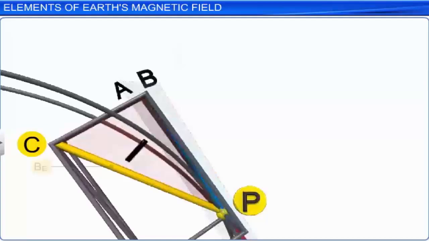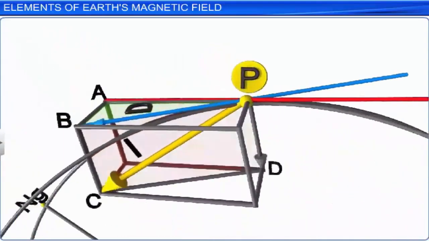Drawing this three-dimensional diagram is a cumbersome process. Instead, we can draw a two-dimensional view of the essential elements to determine the Earth's total magnetic field. Take only the plane represented by PBCD in the three-dimensional view and draw a two-dimensional view of triangle PBC.